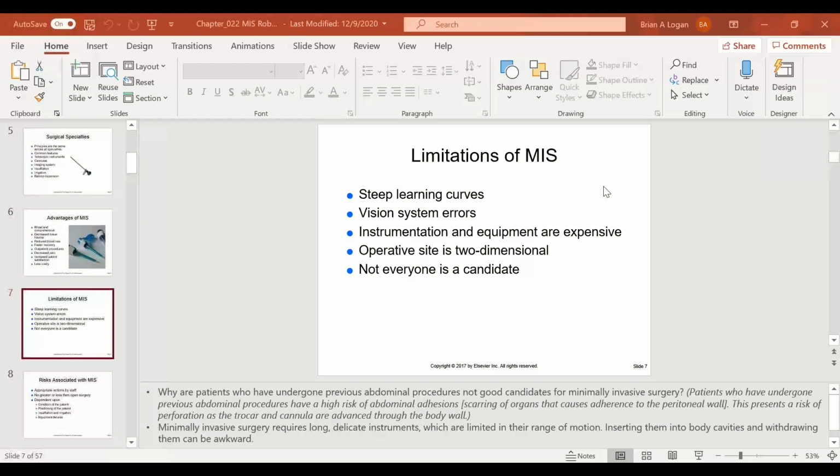Yes, if you're going to do a laparoscope, you have to make an incision because you need to put the cannula in. We don't have any natural openings in the abdomen.